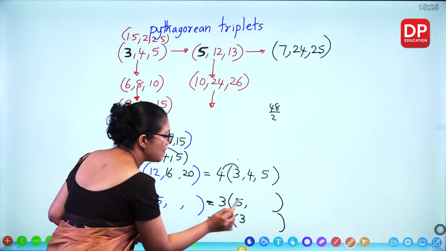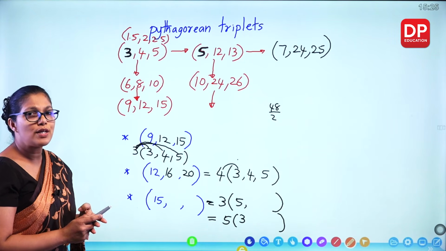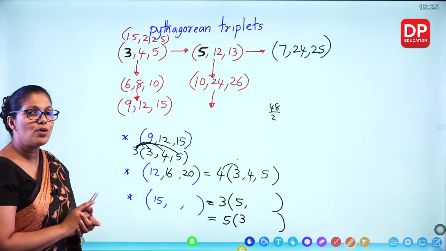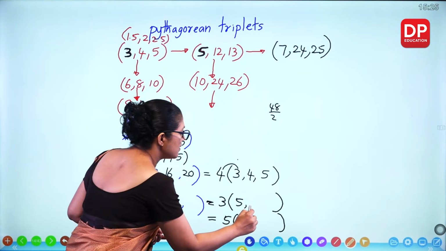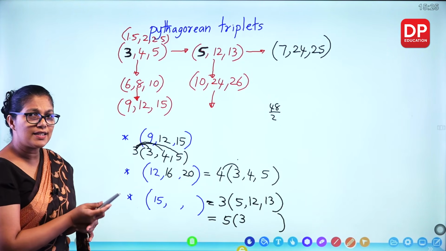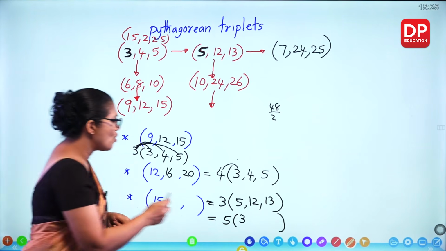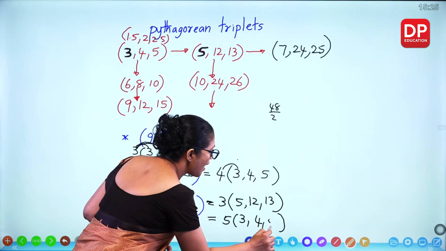If I take 5 here, 5 squared, 25. 25 minus 1 is 24. 24 divided by 2, you get 12. And the next number is 13. If you take 3, what are the triplets? 3 squared, 9. 9 minus 1, 8. 8 divided by 2, 4 and 5.